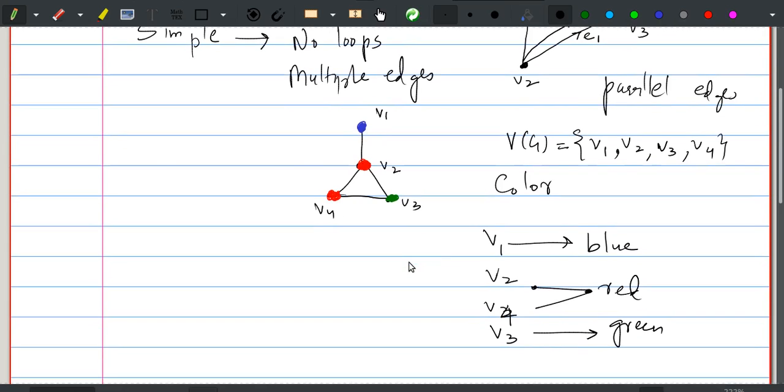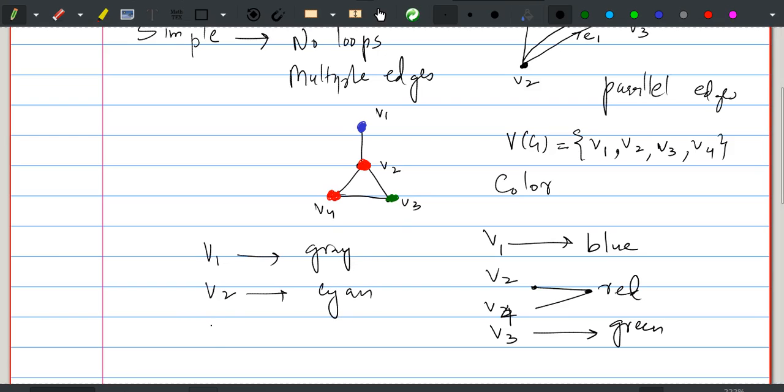So one can choose different colors to do the same job. So one may color vertex V1 with, suppose, gray, suppose V2 with cyan color, and suppose V3 and V4 with black color. So this is another coloring.